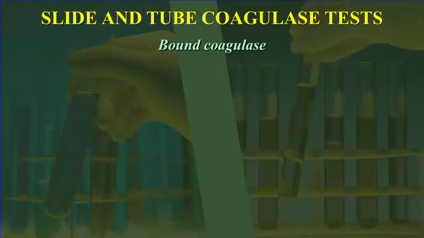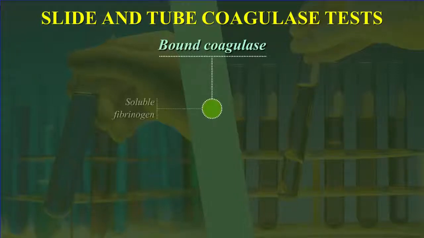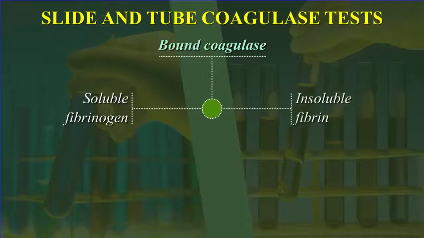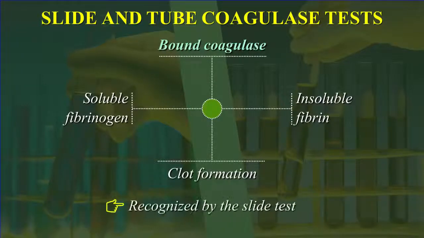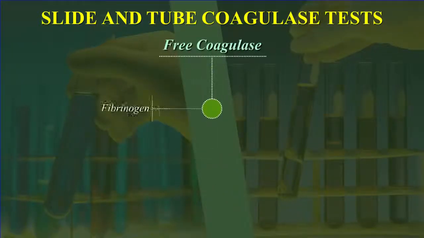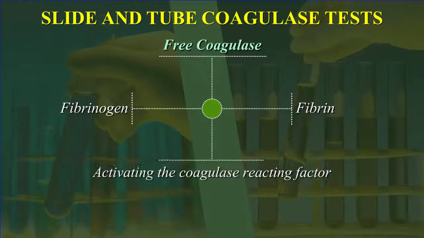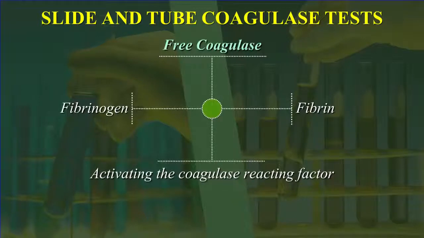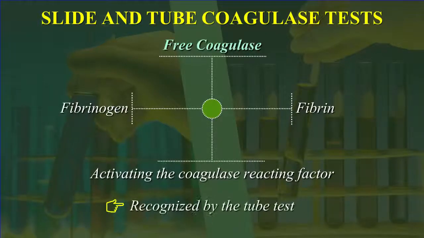Bound coagulase causes clot formation of the plasma by converting soluble fibrinogen to insoluble fibrin. This bound coagulase can rapidly be recognized by the slide test. Free coagulase converts fibrinogen to fibrin by activating the coagulase reacting factor and can be detected by tube test.